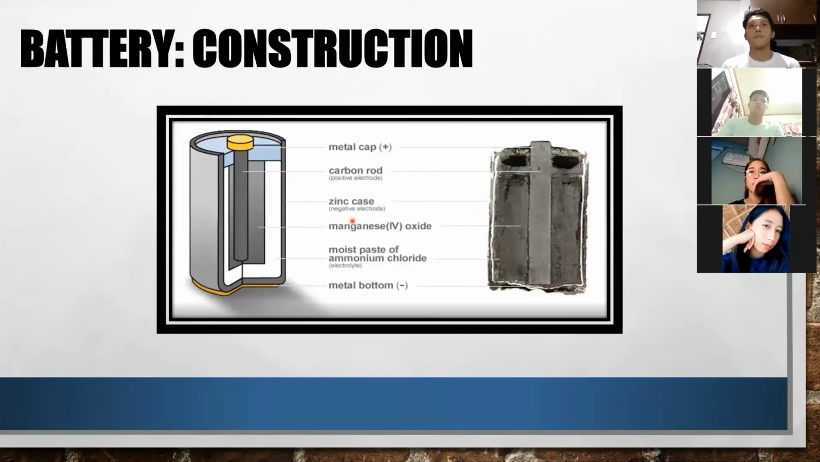So, paano ba itsura? Ano ba yung nasa loob ng battery? Makikita natin na merong metal cap, yung carbon rod, zinc case, manganese, moist paste, and yung metal bottom. So, ayan yung bumubuo sa isang battery.